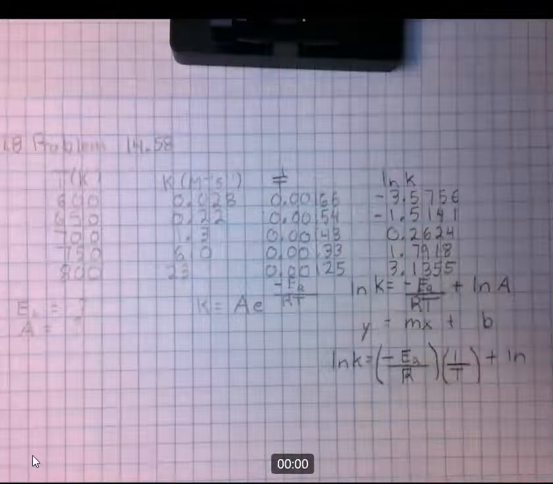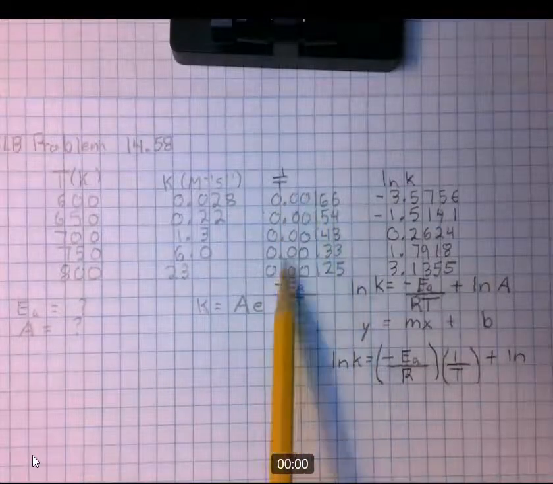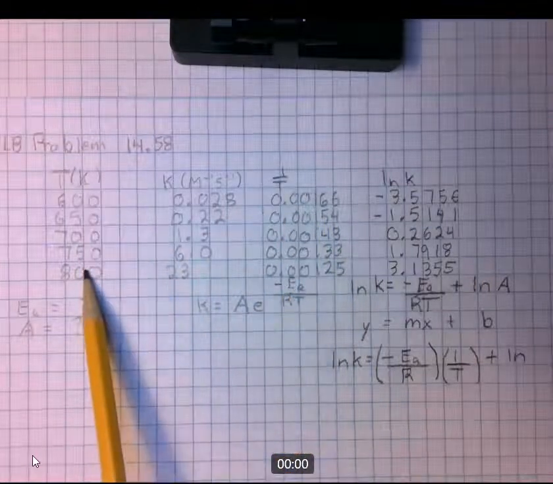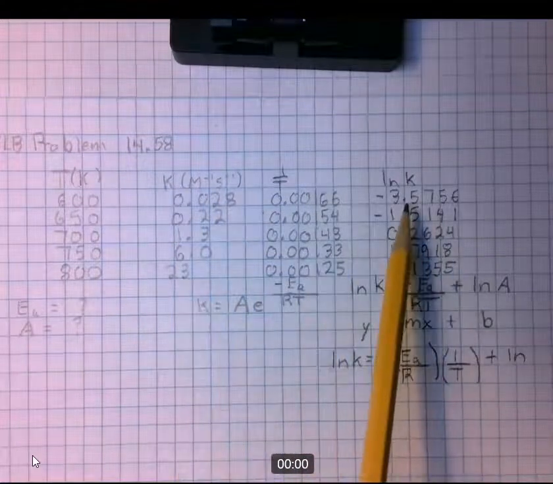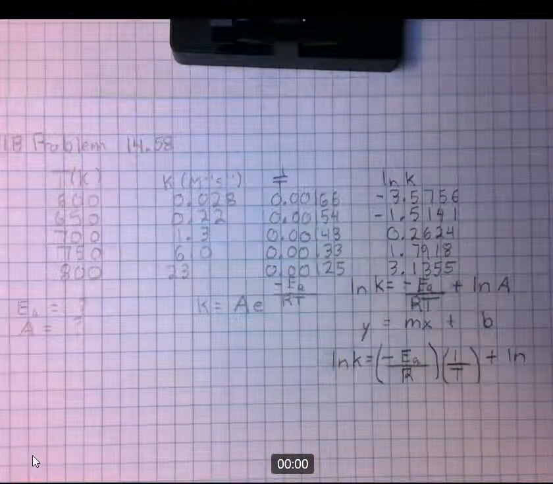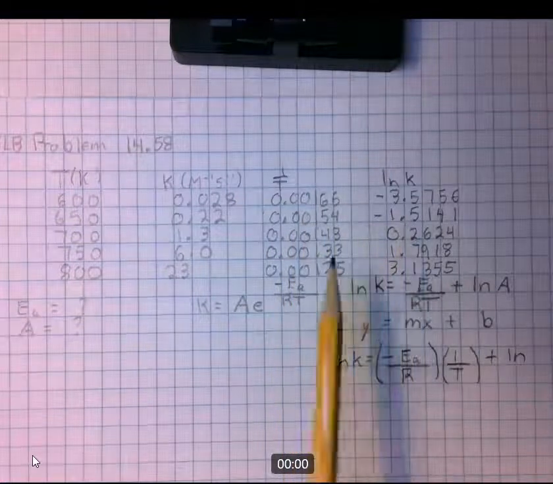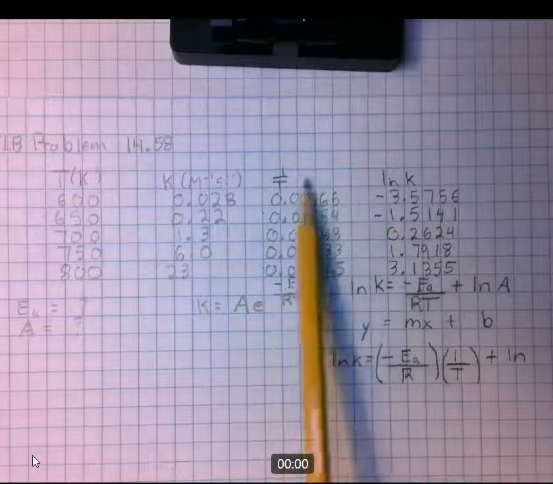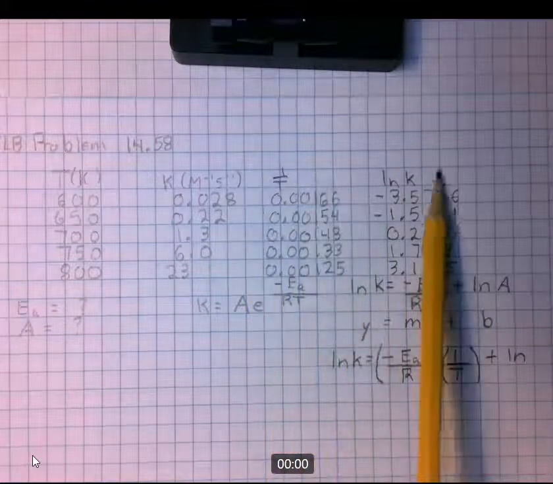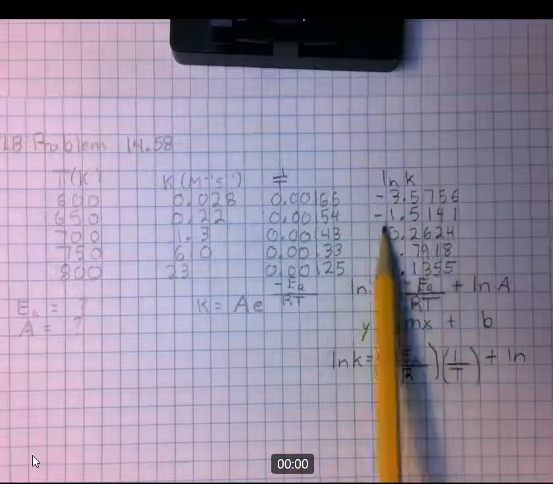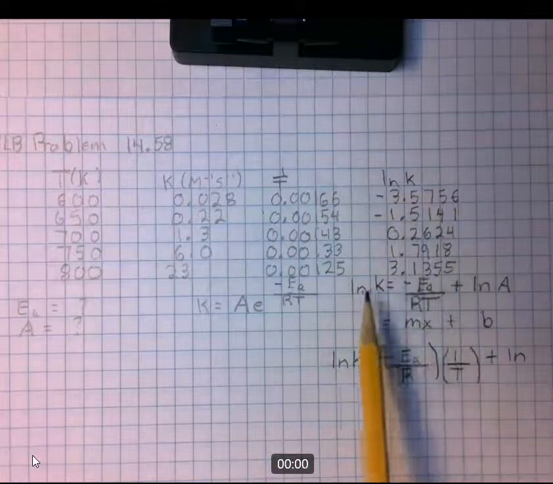Okay, so I've gone ahead and I've plotted 1 over T. Just take the reciprocal of these numbers and plug these numbers, make them natural logs, and you come up with this. So what you're going to do is graph this against this. The independent variable, that would be your x-axis in graphing, is going to be the 1 over T. The dependent variable, that's the vertical, or the y-axis, is going to be this one.